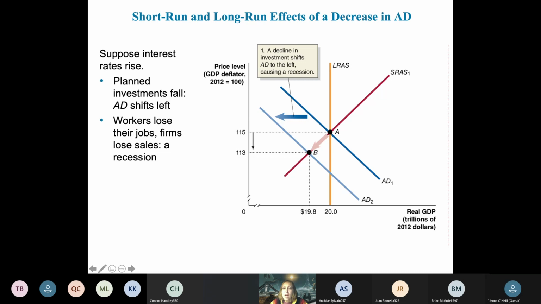And what do we have? We're moving from point A on this graph to point B. The difference between these two points is that at point B, the output is lower and the prices are lower. And what is a recession? Recession means lower output. Lower prices are okay. It's easy to combat deflation. You just print more money.